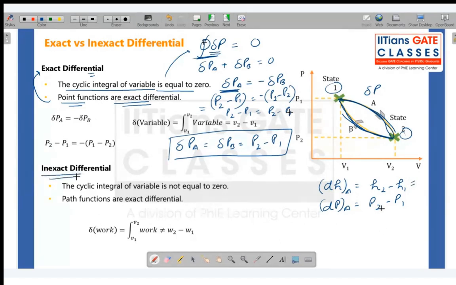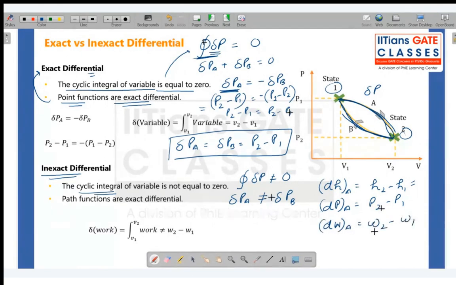But in an inexact differential, the cyclic integral is not equal to zero. That means these things are not equal. That is the reason that you can never calculate change in work for path A.